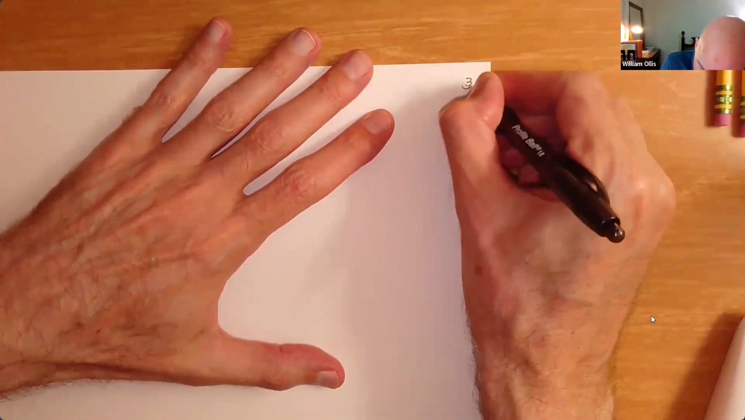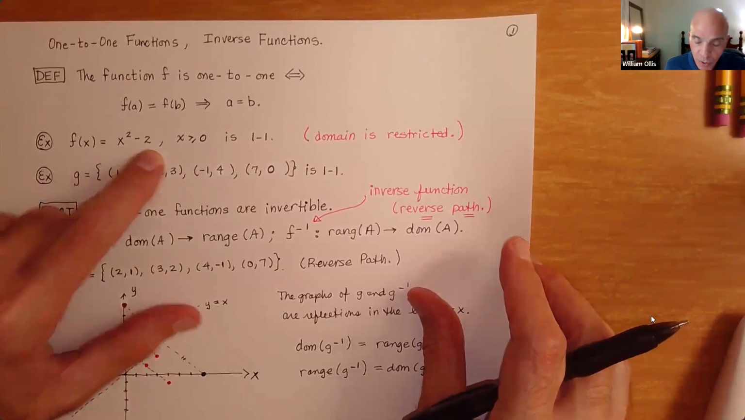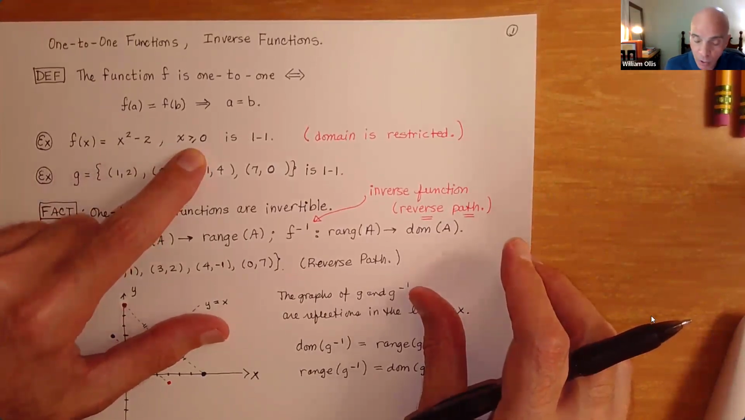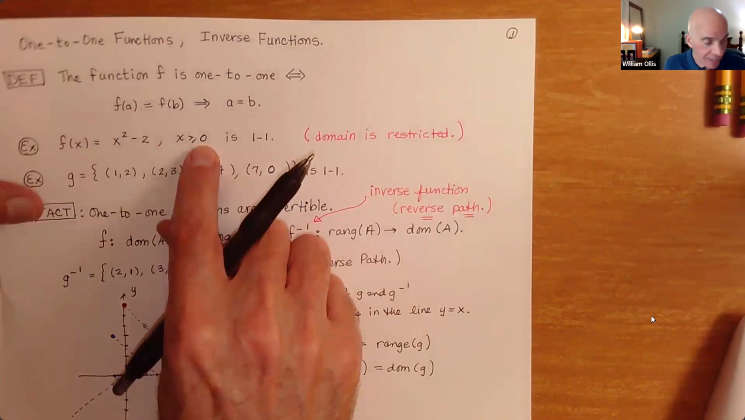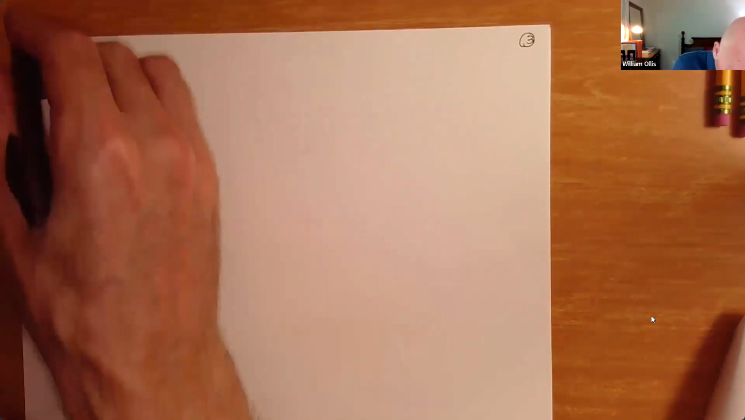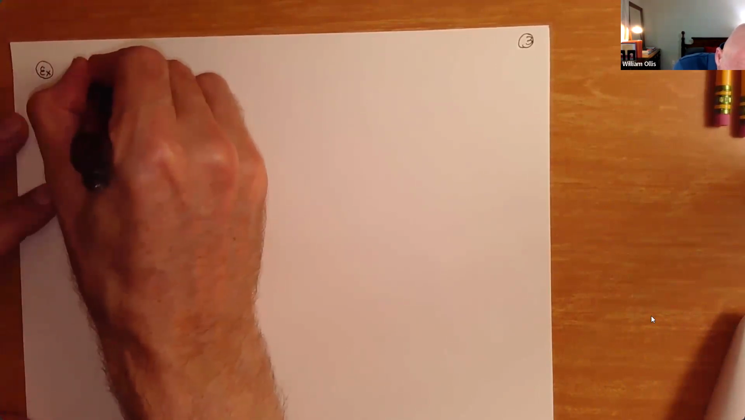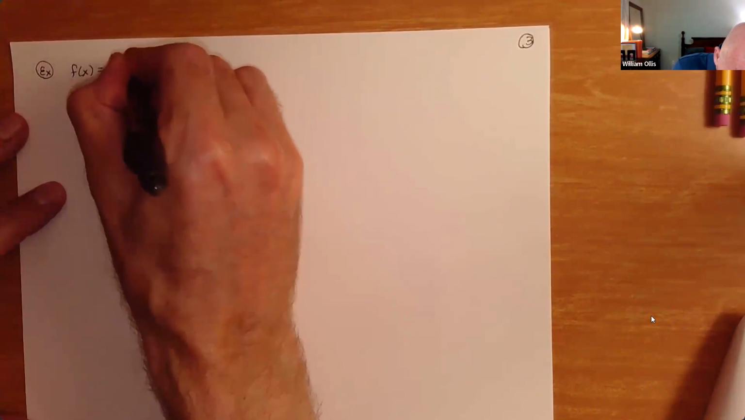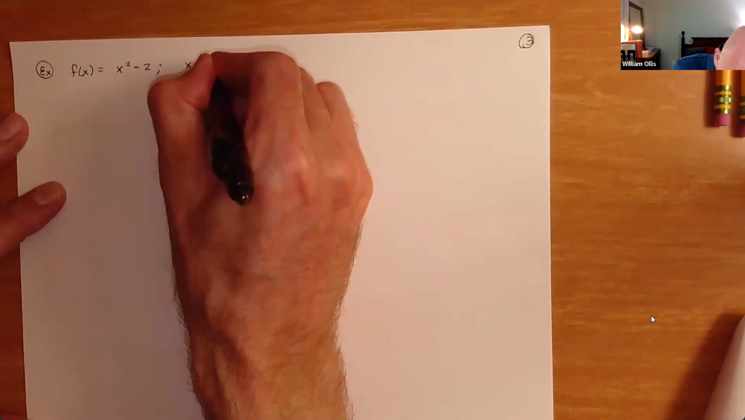So if you remember from the first page, let me show you that. We had this example. That is, f of x equals x squared minus 2, where x is greater than or equal to 0, is one-to-one. Notice the domain is restricted. It's a quadratic function with a restricted domain. So let me write that down. So we have f of x equals x squared minus 2, where x is greater than or equal to 0.